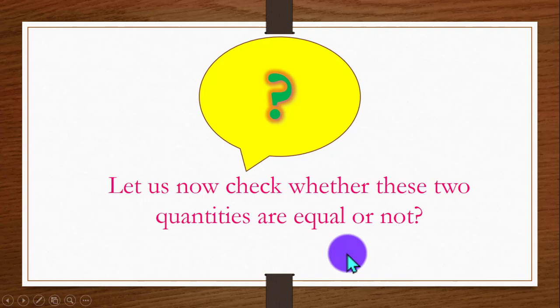So let us now check whether these two quantities are equal or not. If these quantities are equal, then the quantity r square minus c square t square will be Lorentz invariant. If these quantities are not equal, then they will not be Lorentz invariant. That means they will vary under Lorentz transformation.